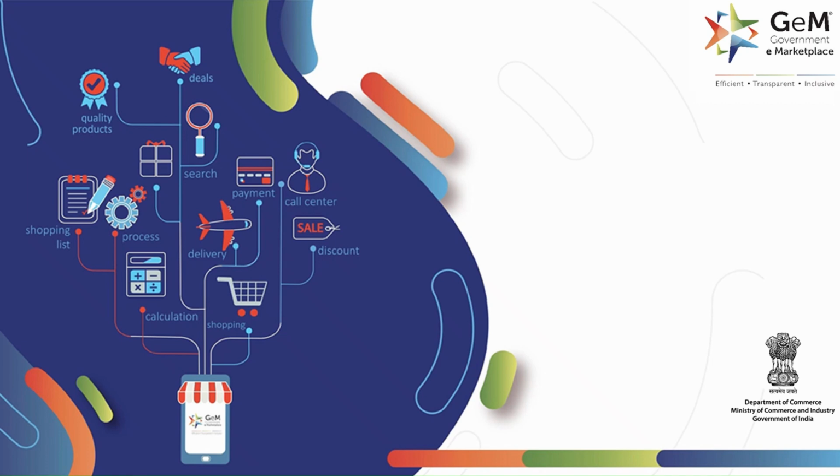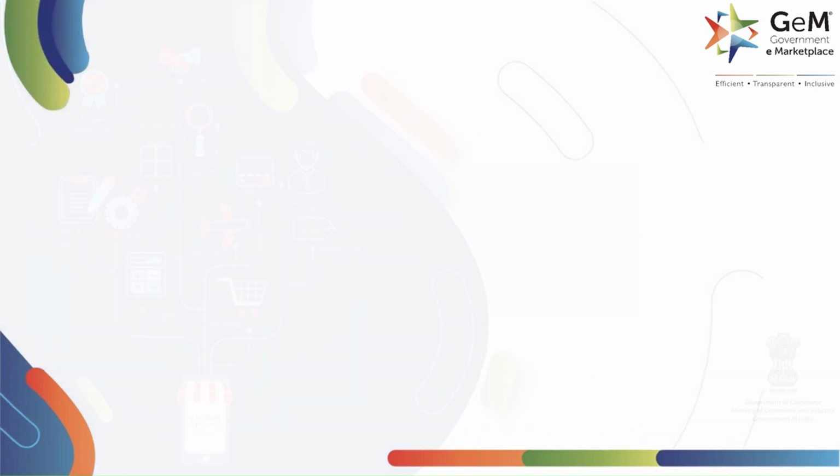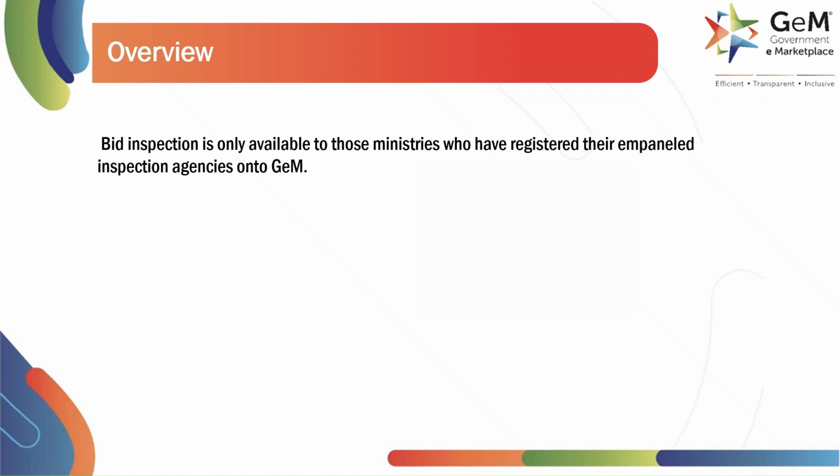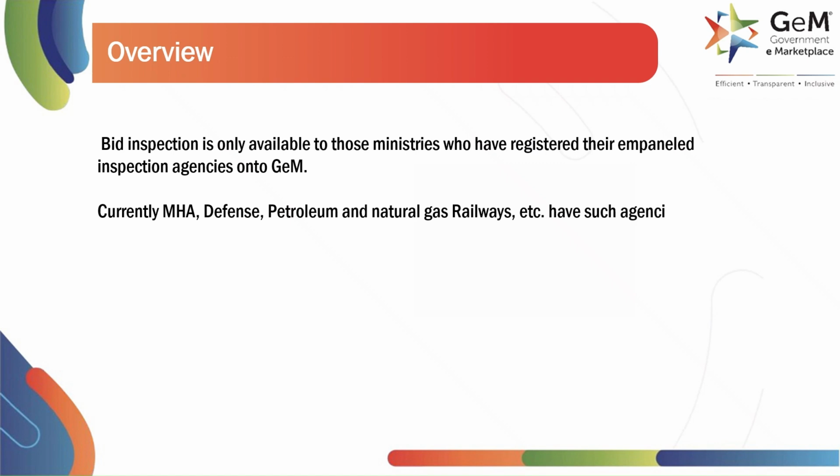In this module, we'll walk you through the process of selecting bid inspection as a method of inspection while creating a bid on GeM portal. Bid inspection is only available to those ministries who have registered their empaneled inspection agencies onto GeM, currently MHA, Defense, Petroleum and Natural Gas, Railways, etc. Have such agencies registered on GeM? Now, let's begin the step-by-step process.